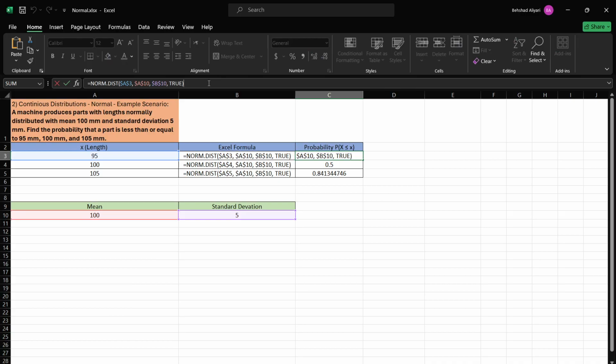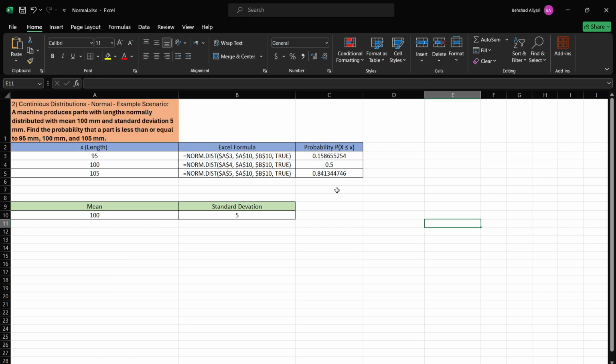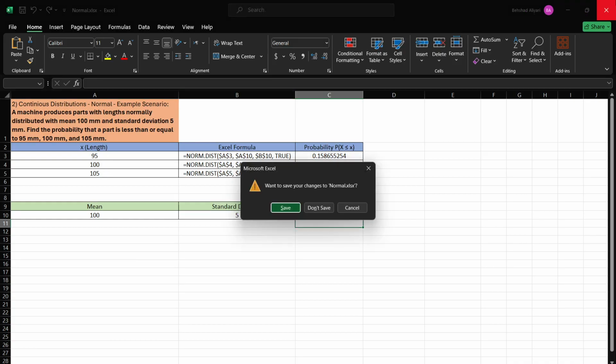So this is very simple. All we need to do is the first x, which is 95, and a comma. We also need the mean, which is 100, and comma, the standard deviation, comma, CDF, which is true. And the answer would equal this number. So we have calculated for 95, 100, and 105.